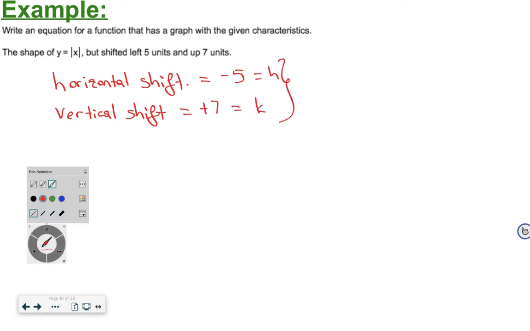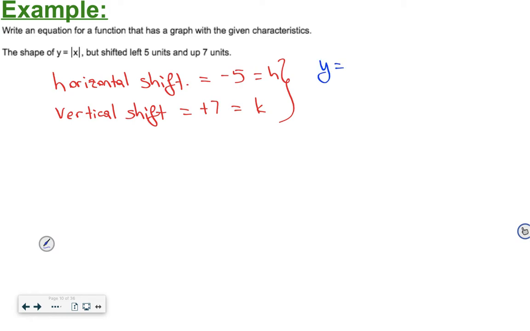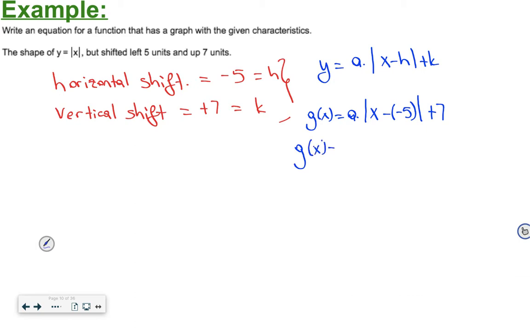And what is the general formula of the absolute value function? y is equal to a times the absolute value of x minus h, plus k. So I know what h is, I know what k is. Substitute y, or you can say that g of x is equal to a times the absolute value of x minus, what was h? Negative 5, plus, what is k? Plus 7. If you simplify, you will get g of x is equal to a times the absolute value of x plus 5, plus 7.